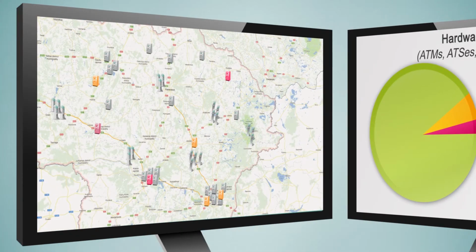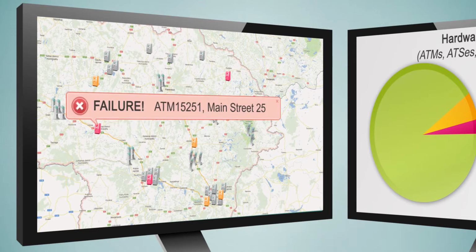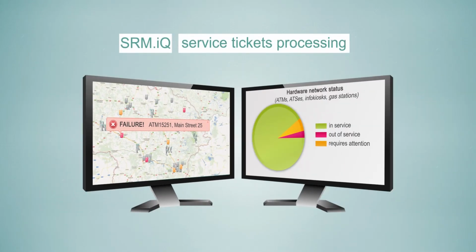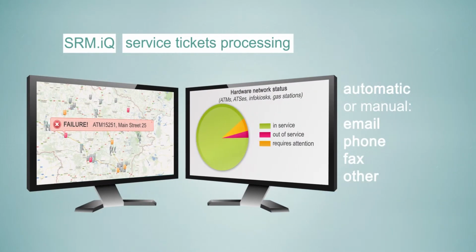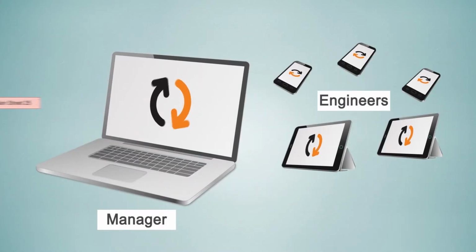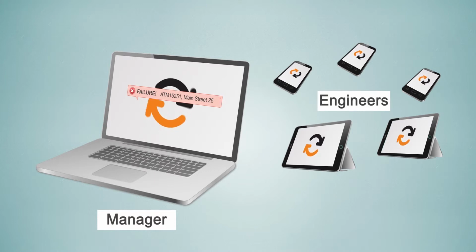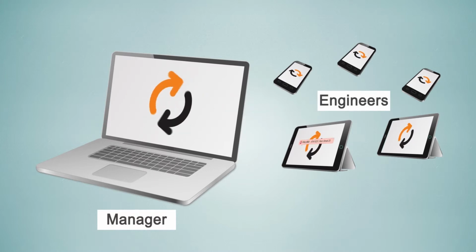In case of hardware failure, alerts automatically appear on the screen and the operators can start the service request management process with the SRM.iQ model. All automatic or customer-initiated alerts are processed by the operator. The operator submits it to the service manager. The service manager assigns the task to an engineer through any kind of PC or mobile device.